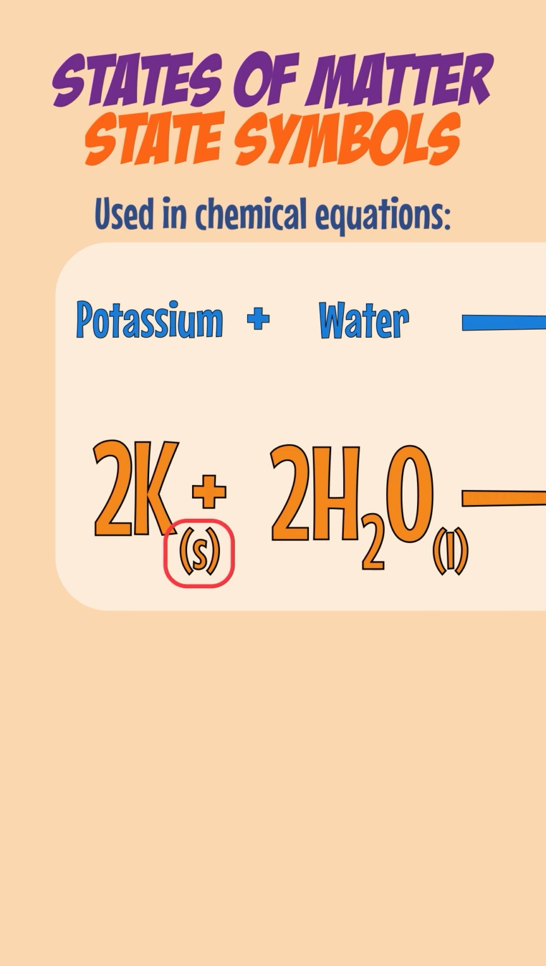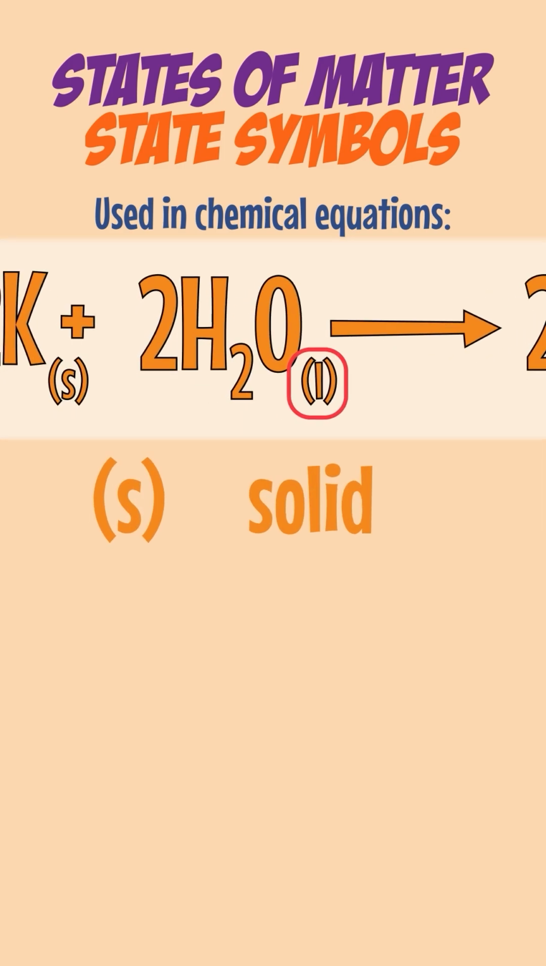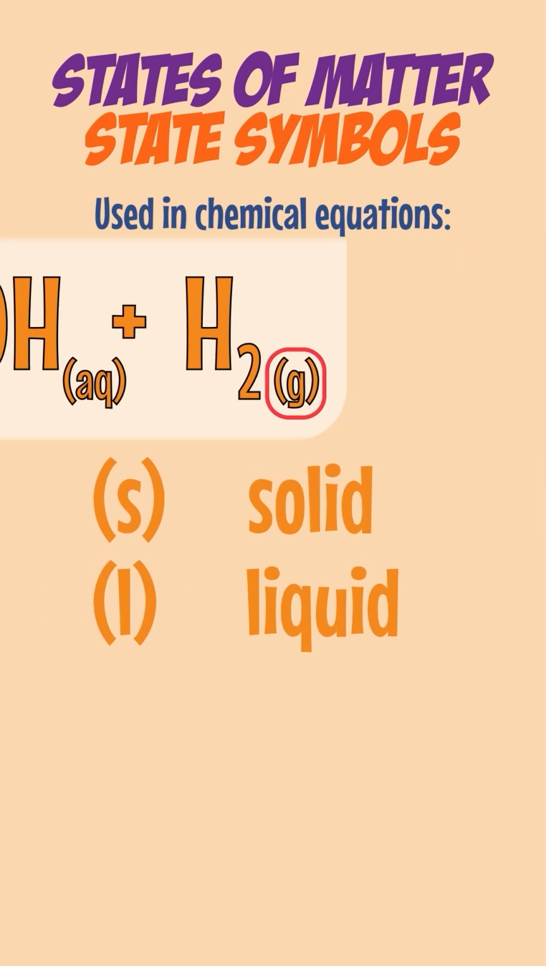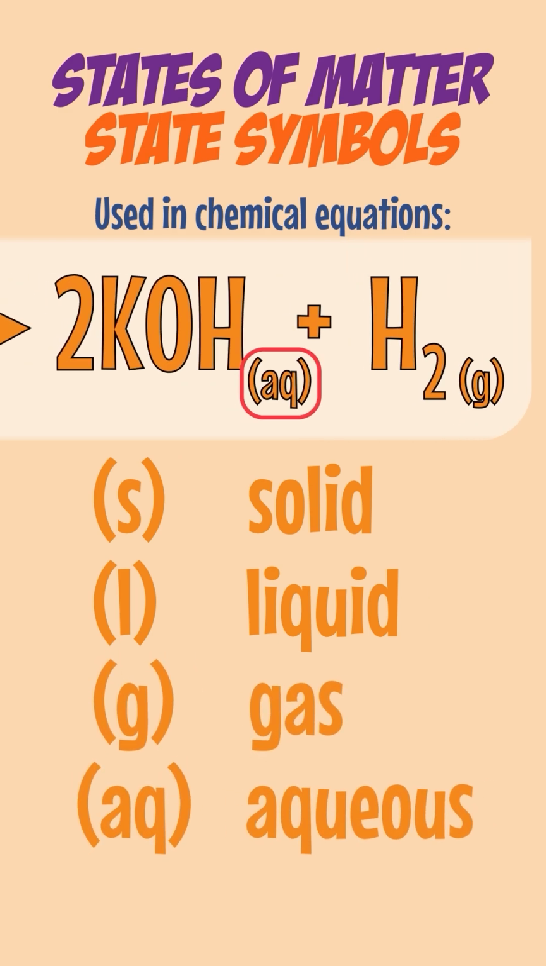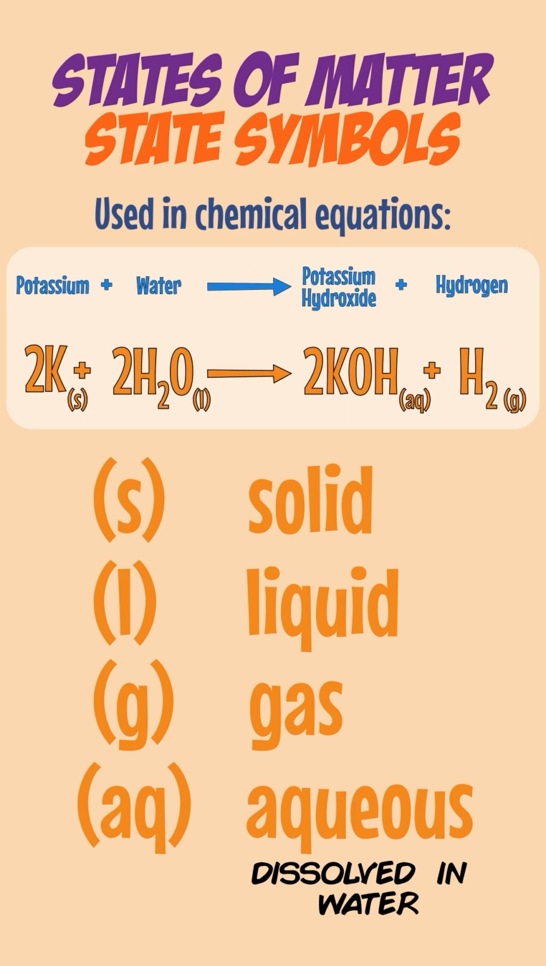State symbols are used in chemical equations to indicate the state of a substance. An (s) in brackets represents solids, an (l) represents liquids, and a (g) represents gases. An (aq) stands for aqueous, which is anything that's dissolved in water, so for example acids or other solutions.